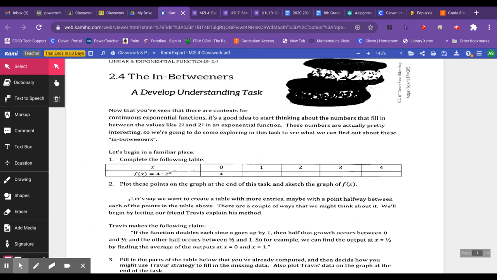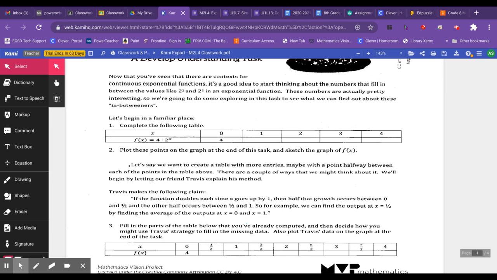So now we're talking about those continuous exponential functions. And we're going to talk about the ones that kind of fill in the numbers between the values like 2 and 2 to the second and 2 to the third. So we mostly use whole numbers for exponents at this point. Now we're going to go to the ones that go in between, hence the name in-betweeners. So let's start with this function, f of x is 4 times 2 to the x power.